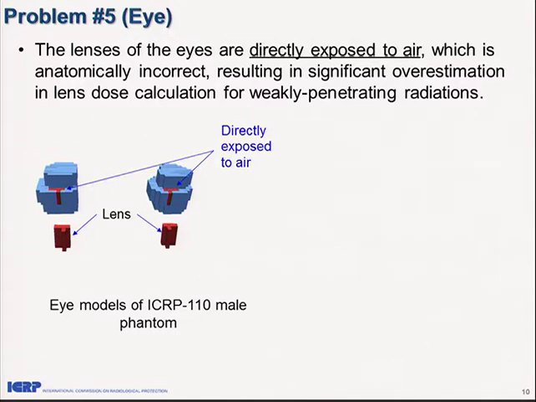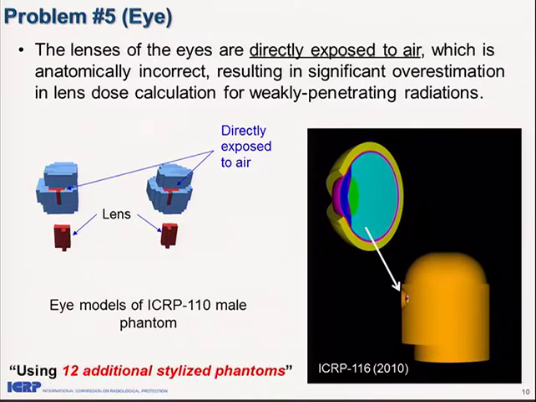This slide shows the eye models of the ICRP 110 male phantom, and the red parts are the lenses of the eyes. As you can see here, the lenses of the eyes are directly exposed to air, which is anatomically incorrect, resulting in significant overestimation in lens dose calculation for weakly penetrating radiation. So ICRP again uses a stylized phantom for lens dose calculation, and this is the stylized phantom used by the ICRP for lens dose calculation.